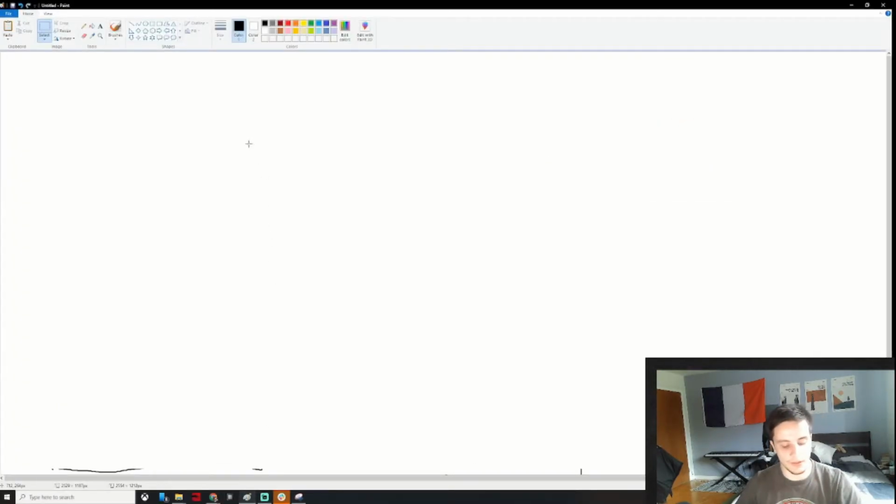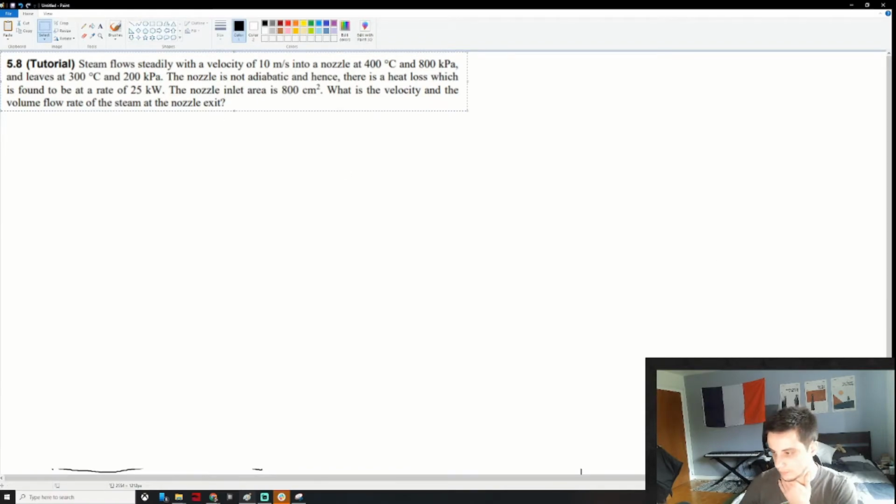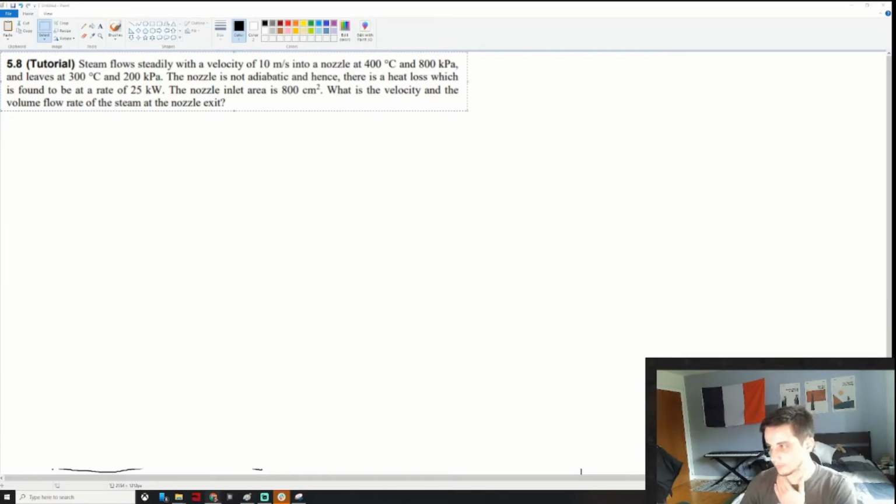So let's do this exercise. Steam flows steadily with a velocity of 10 meters per second into a nozzle at 400 Celsius and 800 kilopascal and leaves at 300 Celsius and 200 kilopascal. The nozzle is not adiabatic, so here it tells us that we have heat transfer, and the heat transfer loss is 25 kilowatts. The nozzle inlet area is 800 centimeters squared. What is the velocity and the volume flow rate of the steam at the nozzle exit?